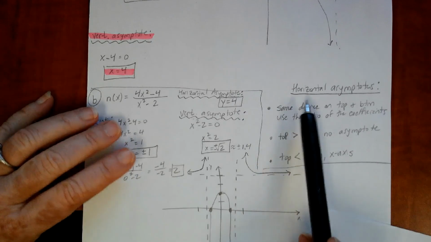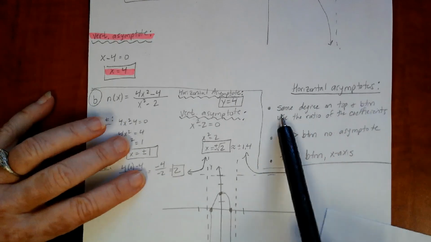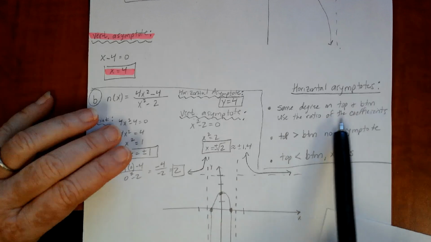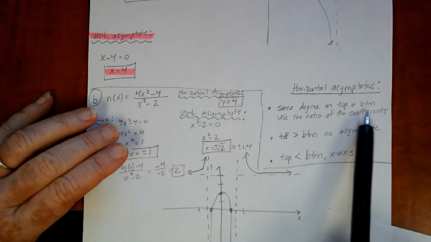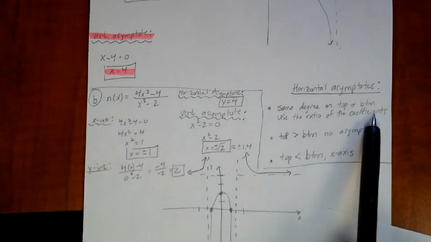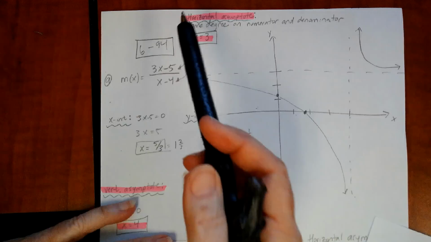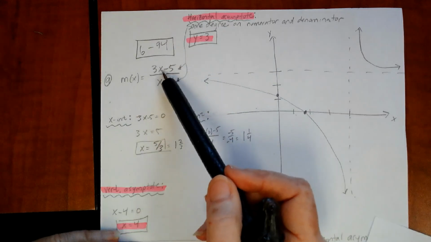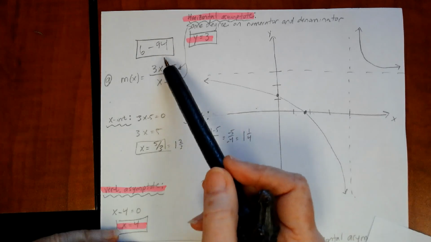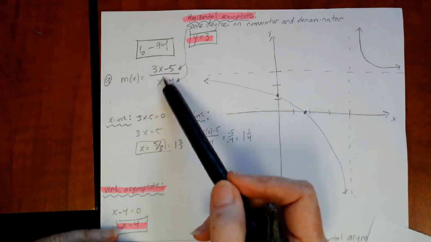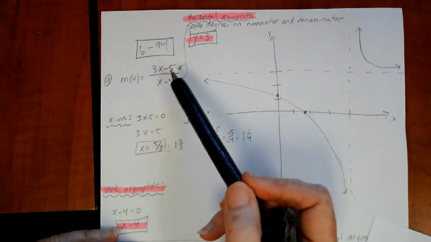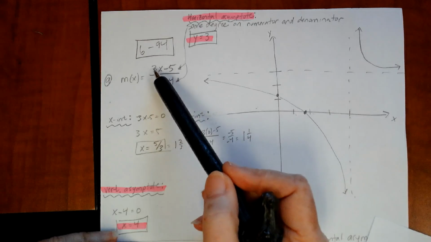With horizontal asymptotes, if the numerator and the denominator have the same degree of x, like it's raised to the same power, then you just use the ratio of the coefficients. In our problem, they're both x, the highest degree is 1, so they're both first degree in the numerator and denominator, and the coefficient is 3 over 1, so that's 3.